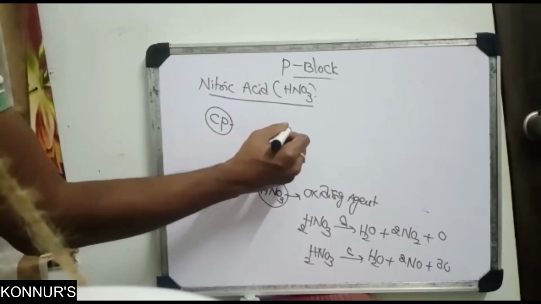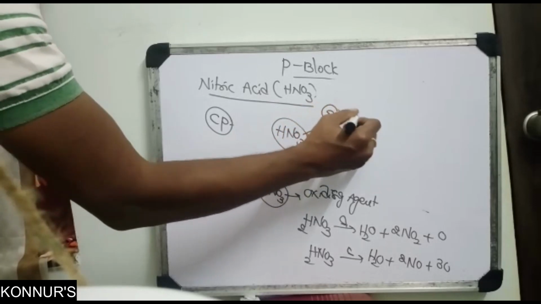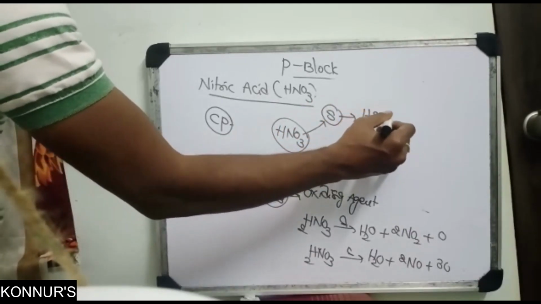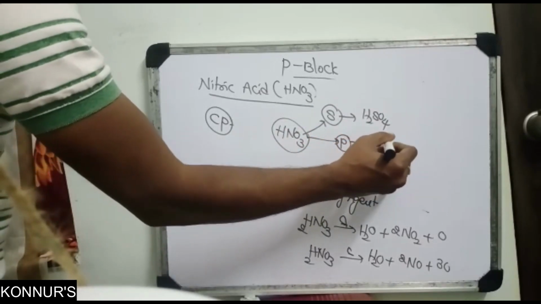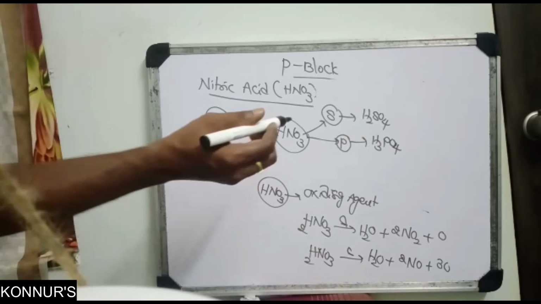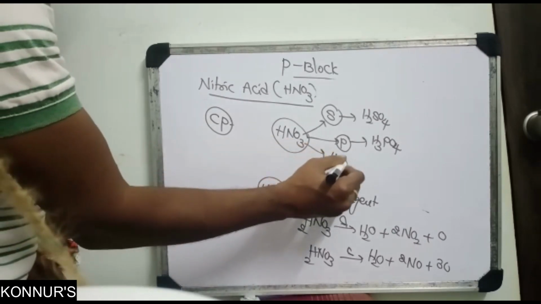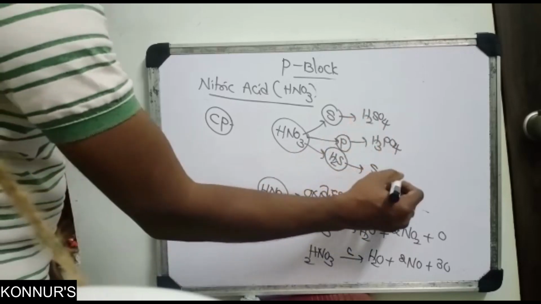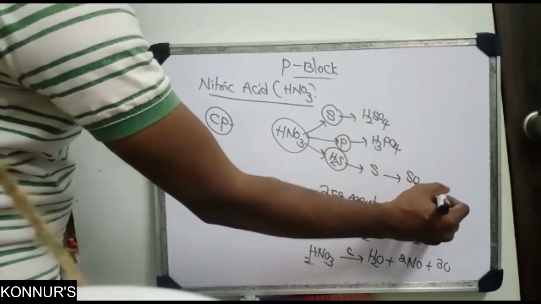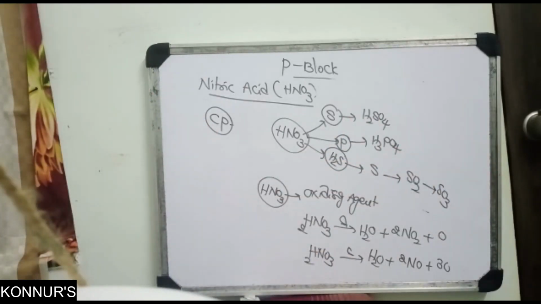So that's why what happens is this: HNO3 reacts with sulfur, you are getting H2SO4; reacts with phosphorus, H3PO4. So like anything. So H2S, where S is minus 2, so sulfur is coming outside. Otherwise SO2, otherwise SO3. So oxidizing agent it is acting.